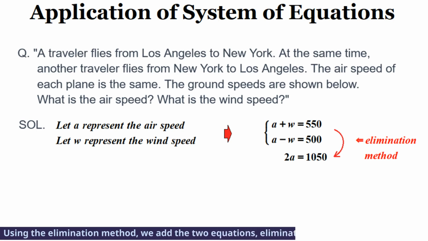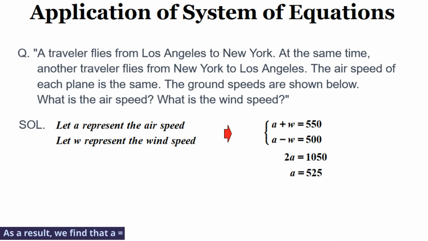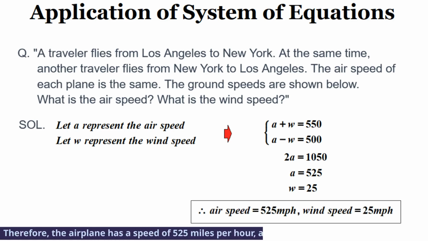Using the elimination method, we add the two equations, eliminating W. As a result, we find that A equals 525. Additionally, solving for W, we get W equals 25. Therefore, the airplane has a speed of 525 miles per hour, and the wind has a speed of 25 miles per hour.